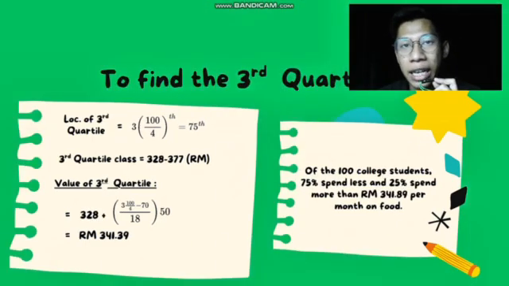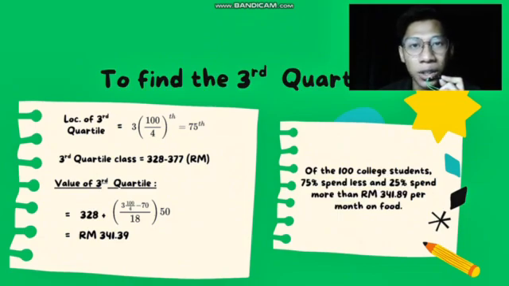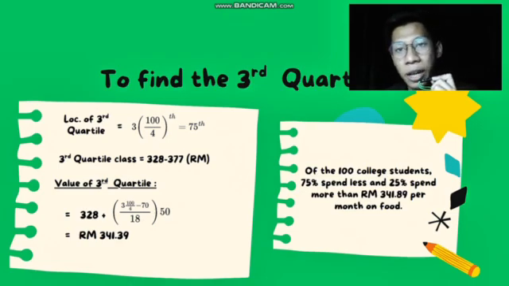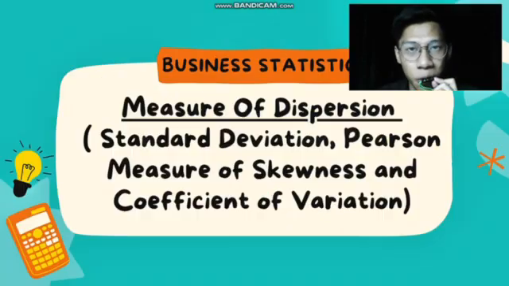So the last one is to find the third quartile. So we're getting the location, the 75th position, and we're getting the value of RM341.39. So the conclusion that we're getting is that of the 100 college students, 75% of them spend less and 25% of them spend more than RM341.89 per month on food.